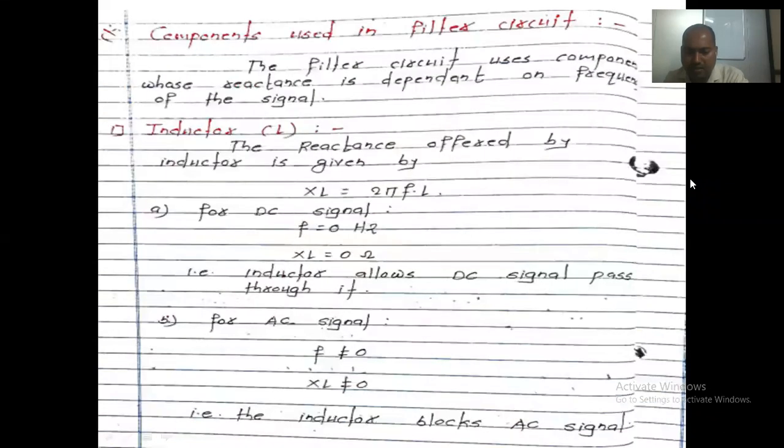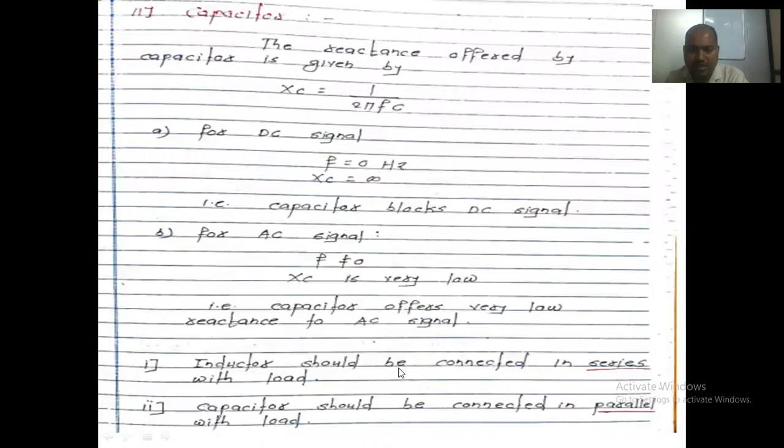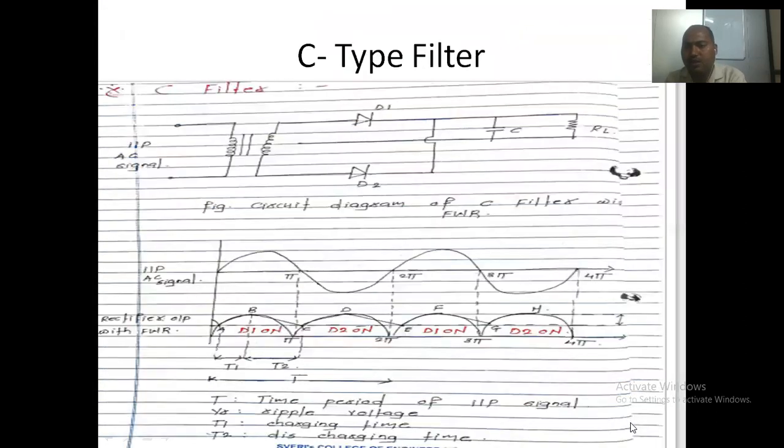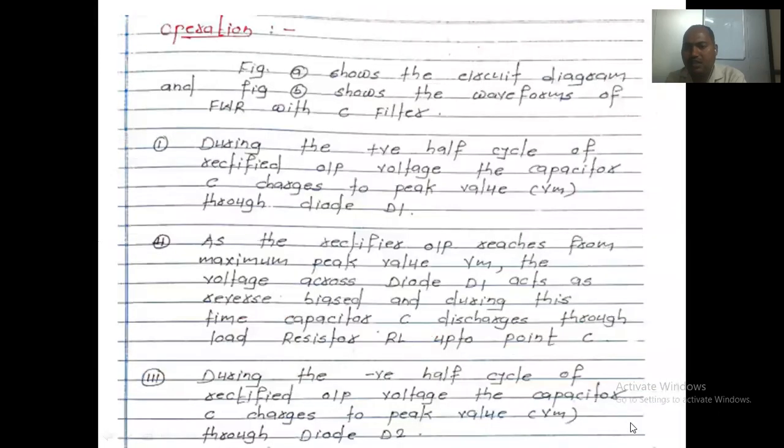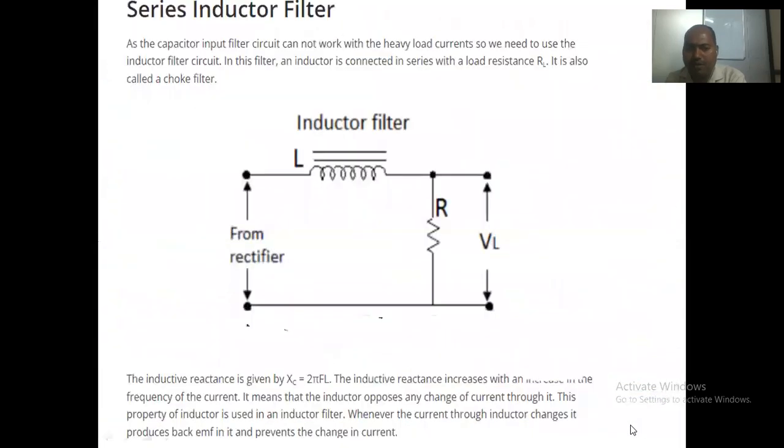Here we have to see that the inductor should be connected in series with the load. The capacitor should be connected in parallel with the load. This is the assumption that must be implemented, only then the device will act as a filter, right? That's why we have to connect in a particular way, either series or parallel.